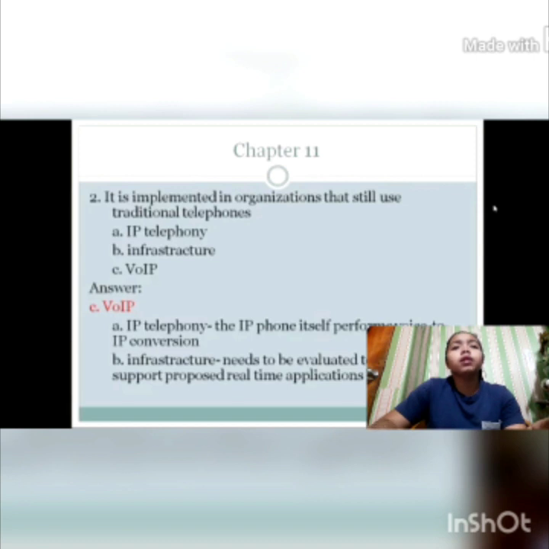Number 2, it is implemented in organizations that use traditional telephones, IP telephony, B, infrastructure, C, VoIP.